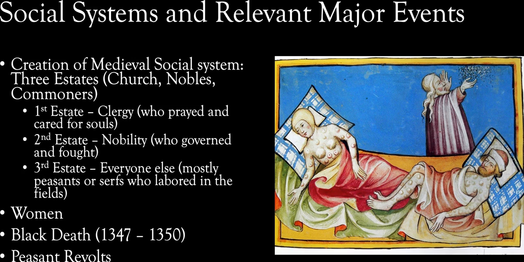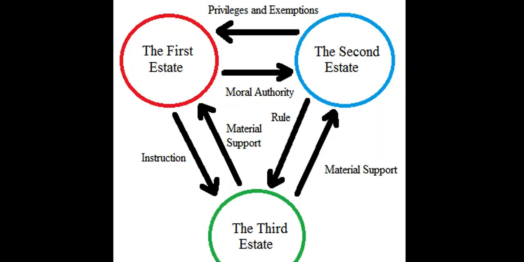So you were born into your estate and you were not able to move out of it. There was little to no mobility. But also, this was based more or less on a system of reciprocity, at least that was the logic behind it. Each group played a role in a reciprocal system. So if we look here on this slide, we can see how they envisioned that reciprocal system, right?